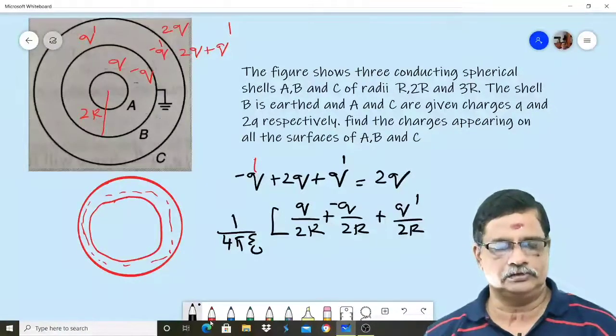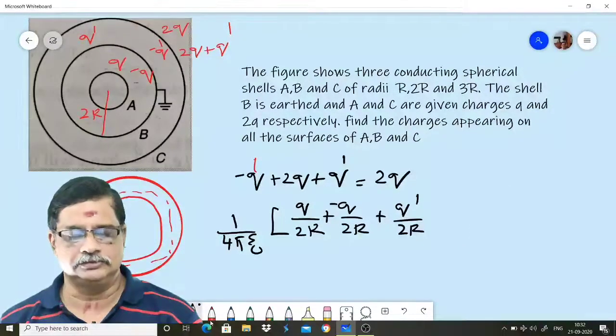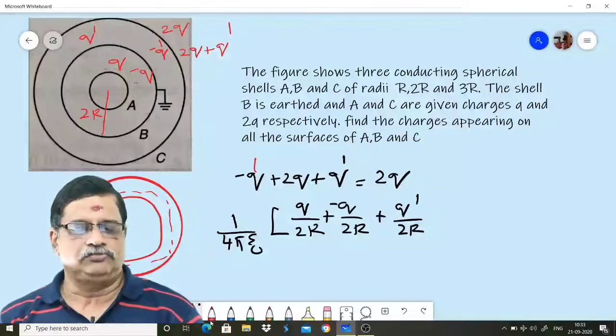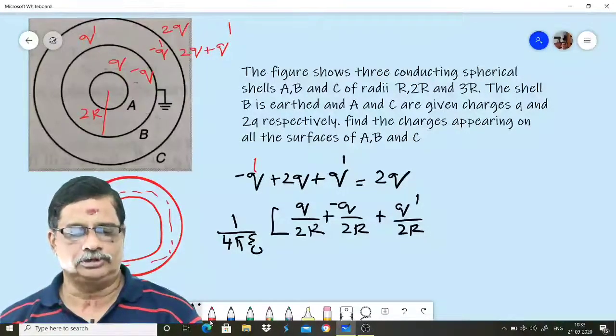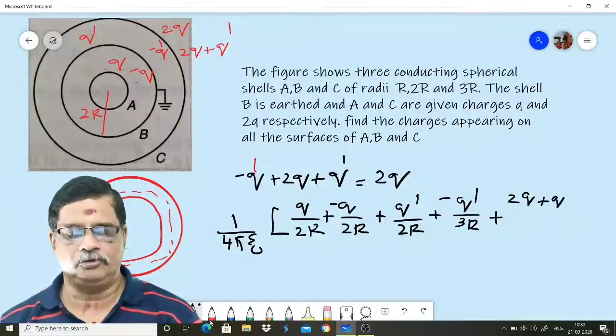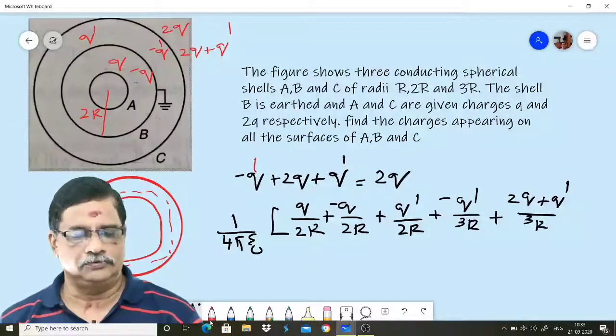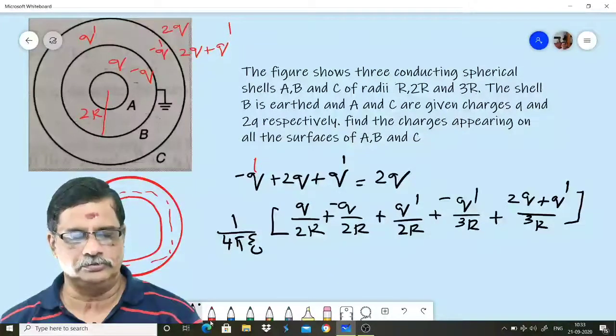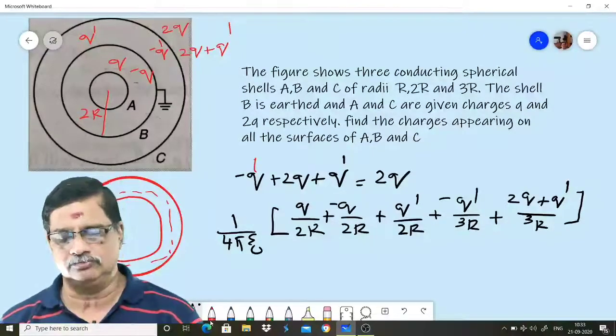Now let us look at the sphere C. What are the charges? The charges are minus q dash and 2q plus q dash. And regarding a point on the surface of B, for the sphere C, it is an internal point. So the potential again depends on the radius of C. So this will be minus q dash divided by 3r plus 2q plus q dash divided by 3r. So that gives us the net potential on any point on the surface of B. So this is your potential on the surface of B, which is VB.